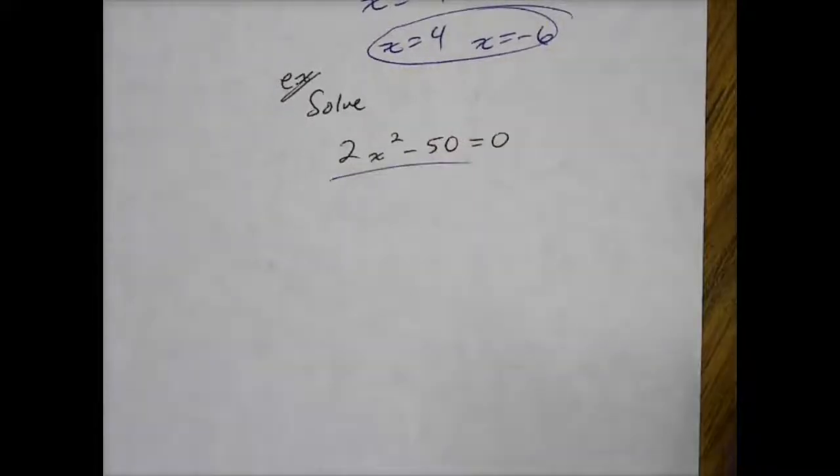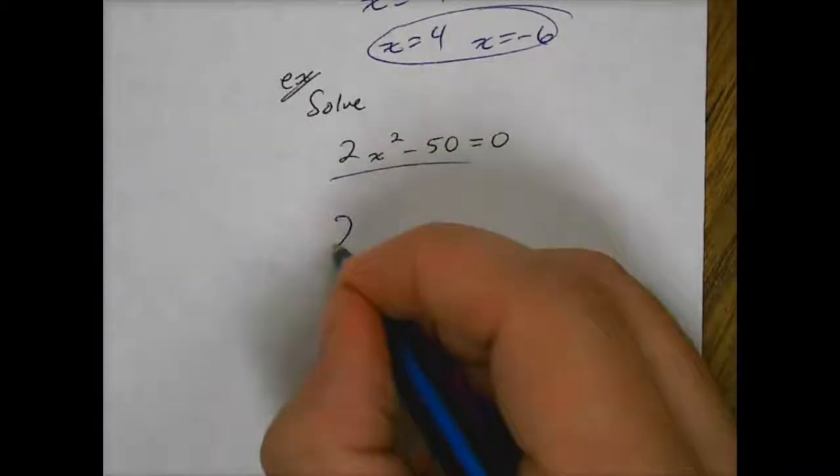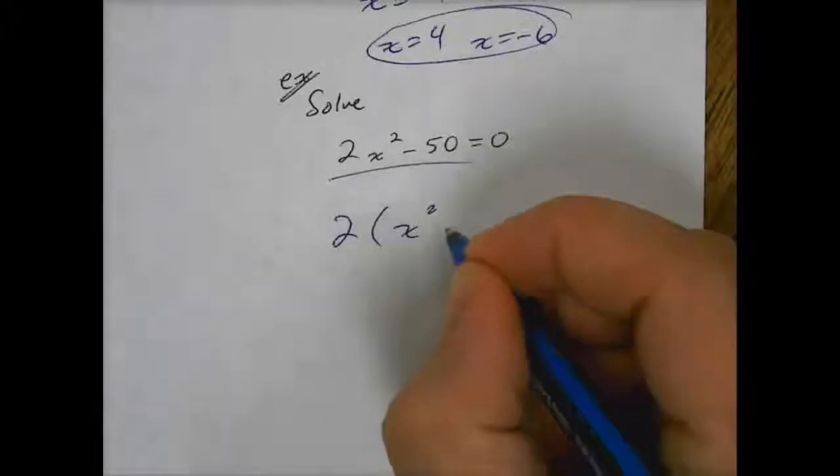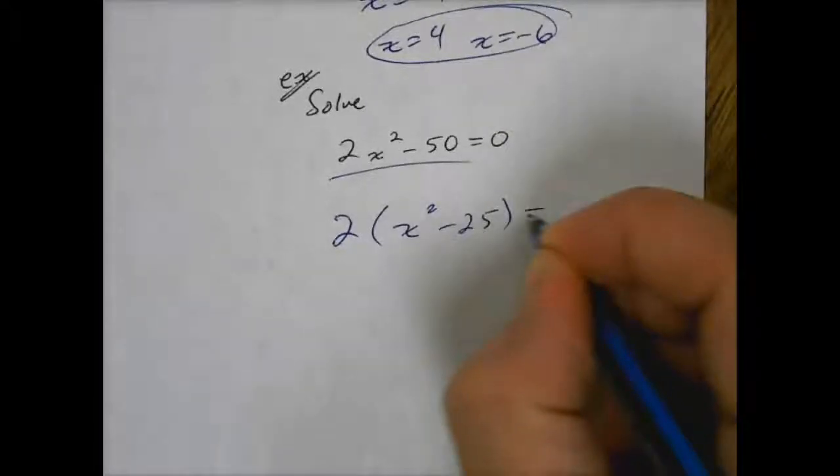Here, notice we can factor out a 2 out of everything first. So if you factor out a 2, we'd have x squared minus 25 equals 0.